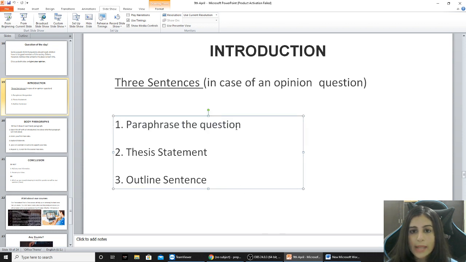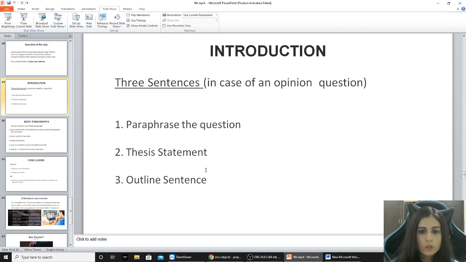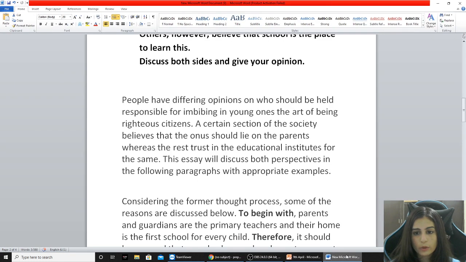Now in yesterday's essay there was no opinion, so we did not write any thesis statement, but today, since the question has asked us for the opinion, we'll be writing the opinion. So we'll write it somewhere here.